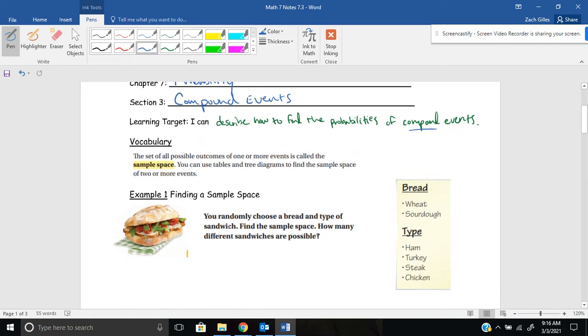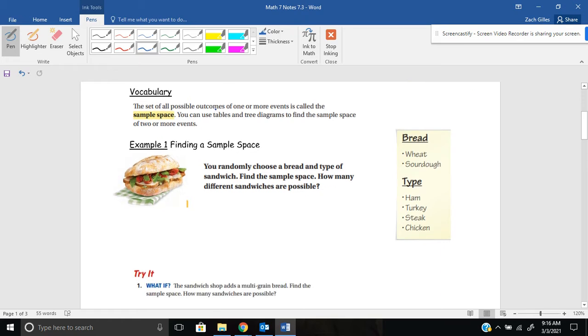All right, starting with a little bit of vocab, the set of all possible outcomes of one or more events is called the sample space. So all possible outcomes. You can use tables and tree diagrams to find the sample space of two or more events. Okay, so that's what we're going to do in the first example here, is to find a sample space. You randomly choose a bread and type of sandwich. Find the sample space. How many different sandwiches are possible?